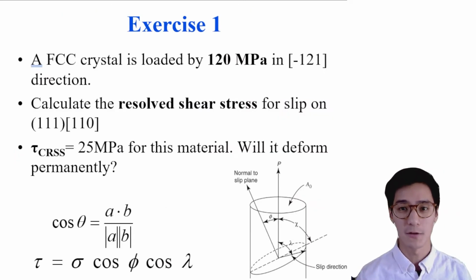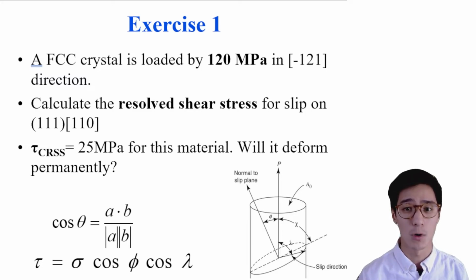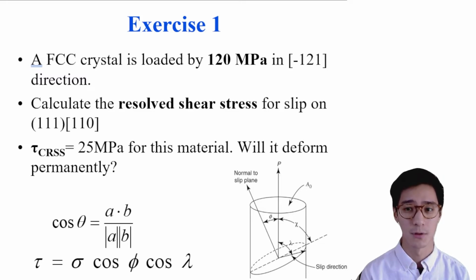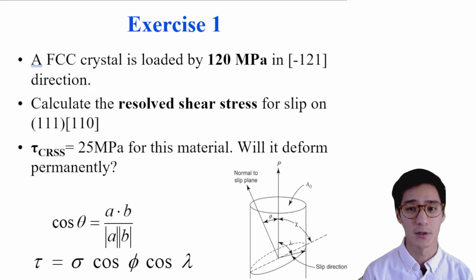To bring everything together, let's do the following exercise. An FCC crystal is loaded by 120 megapascals in the -1,2,1 orientation. Calculate the resolved shear stress for slip on the 111, 110 slip system. The critical resolved shear stress for this material is 25 megapascals. Please answer, will this material deform permanently? Take a few minutes, pause the video, and try to calculate this out.